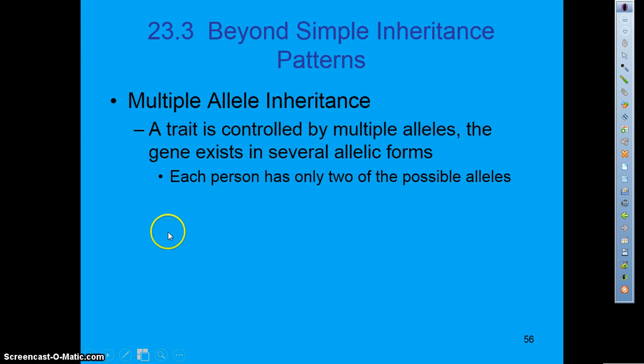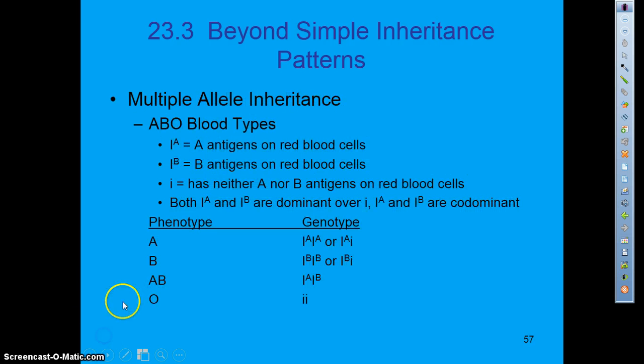Let's take a look at multiple allele inheritance. This is controlled by multiple alleles. So instead of one form or the other, it is several forms. And the example that we have for this is our blood type. So our blood type: I is the gene. It's called the I gene. And the alleles are A, B, or nothing there at all. So A and B are dominant over i, which is IO. A and B are also codominant.